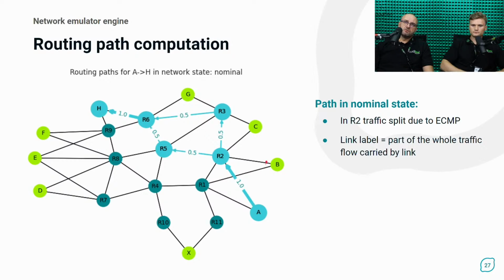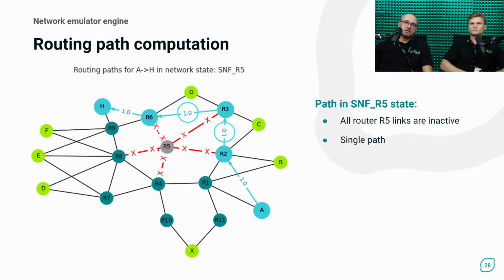So these are the routing paths for the nominal state, but they change if we have some failures in our network. For instance, if we have a single node failure of the core router R5, we have only one single path here. And compared to the previous situation, these links will carry the whole traffic between A and H.